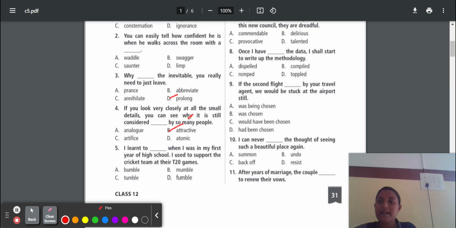Question number 5. I learned to dash when I was in my first year of high school. I used to support the cricket team at their T20 games. Option A, bumble means movement. Option B, mumble means to speak quietly without opening your mouth. Option C, tumble means to fall down suddenly. Option D, fumble means hold of something with your hands. Answer for the question is option C, tumble to fall down suddenly.